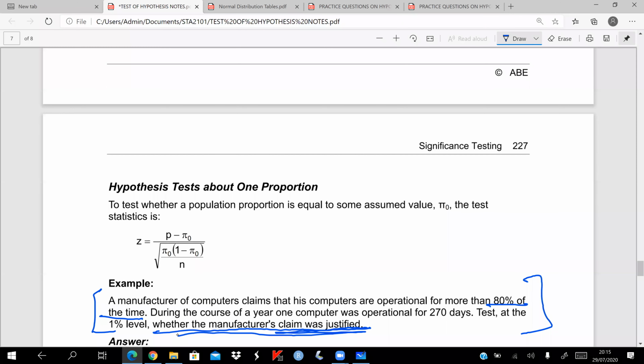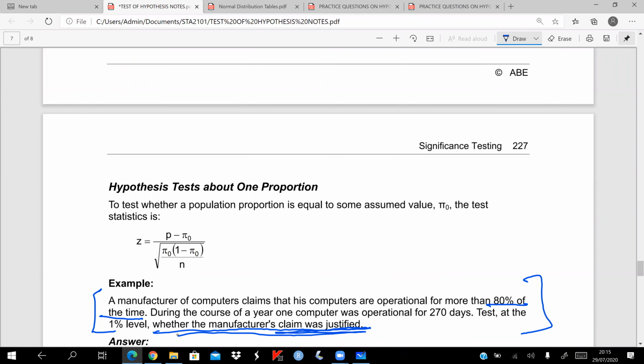So for instance, if this manufacturer was coming up with an advert, maybe a TV advert or a radio advert, and they want to make this claim in the advert, you decide to test it because you have done some statistics. Will this claim be justified? Will this manufacturer be telling the consumers the truth, or will he be exaggerating or lying? Okay. So that's what you want to test here.